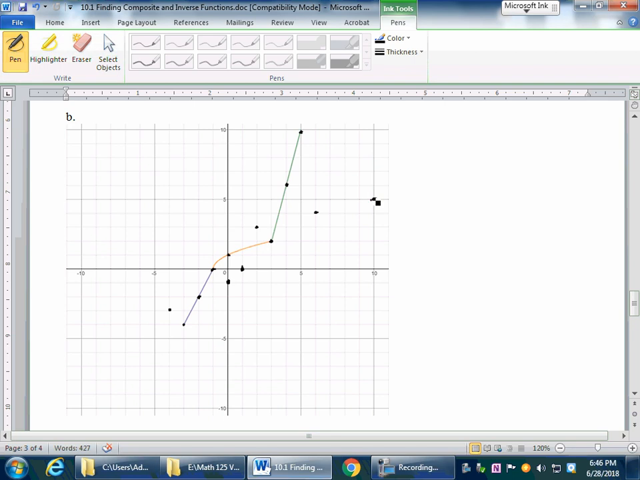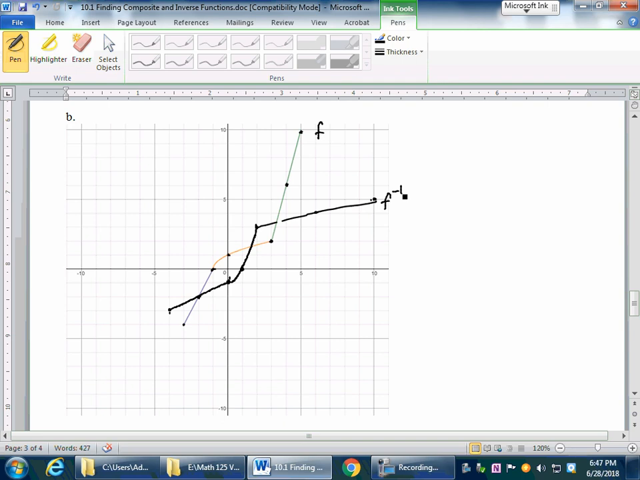So these 3 points are a straight line. And these 3 points are also a straight line. And the middle 3 points are like a square root curve. So it will be curved like this. So that is my inverse function. Here's the function, here's the inverse function.